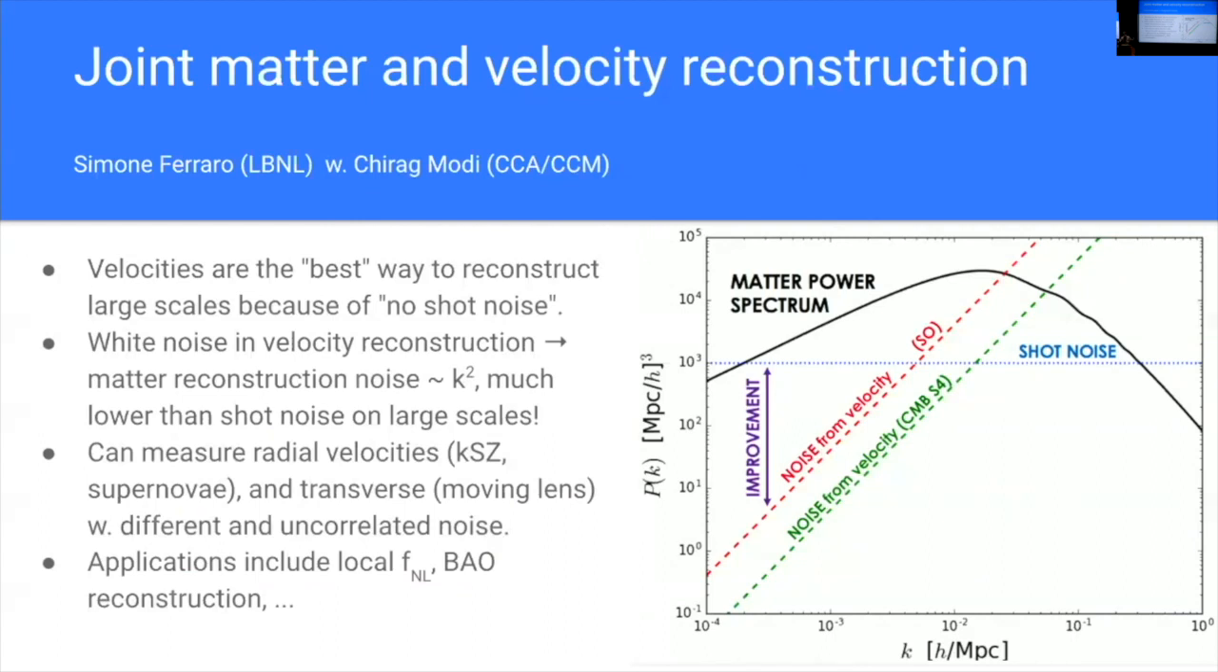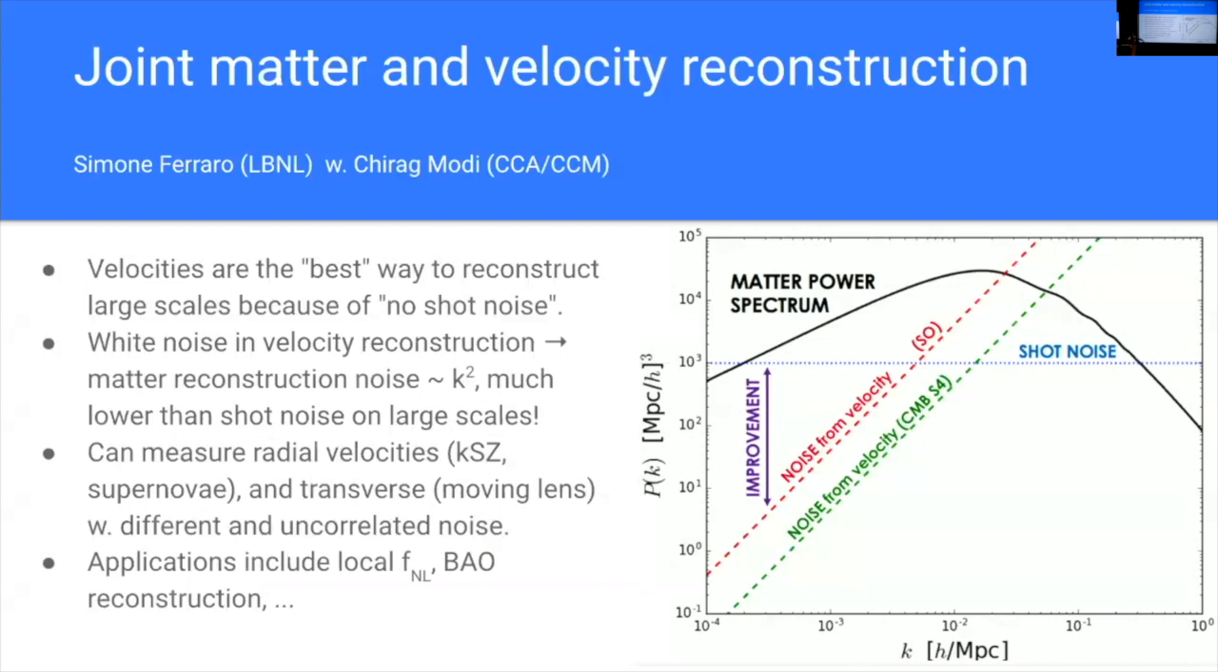It's really the full matter distribution that is the source of the velocities, and that is an important consequence. Of course, that doesn't mean that the velocities have no noise at all. The method you use to measure velocities has some noise, typically white noise in the velocity reconstruction. So if you use the continuity equation, you immediately see that the noise for density reconstruction scales roughly as k squared. Okay, so k squared means that on large scales it is much lower in the reconstructed density.